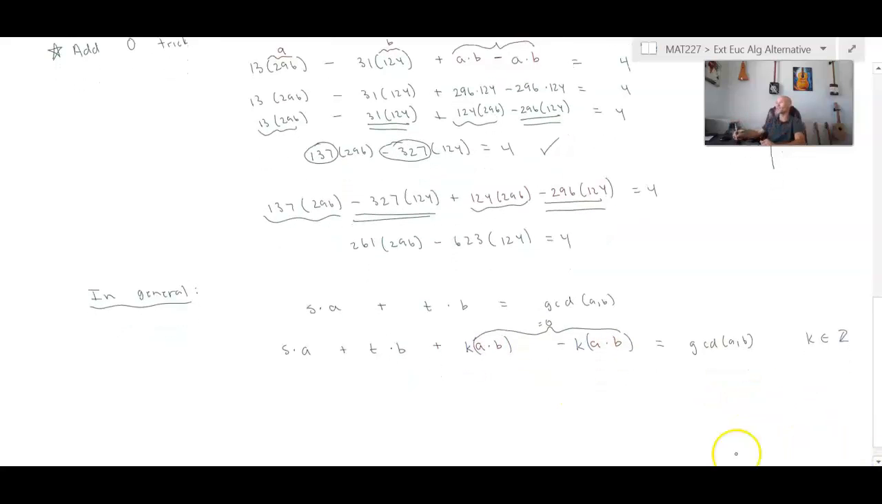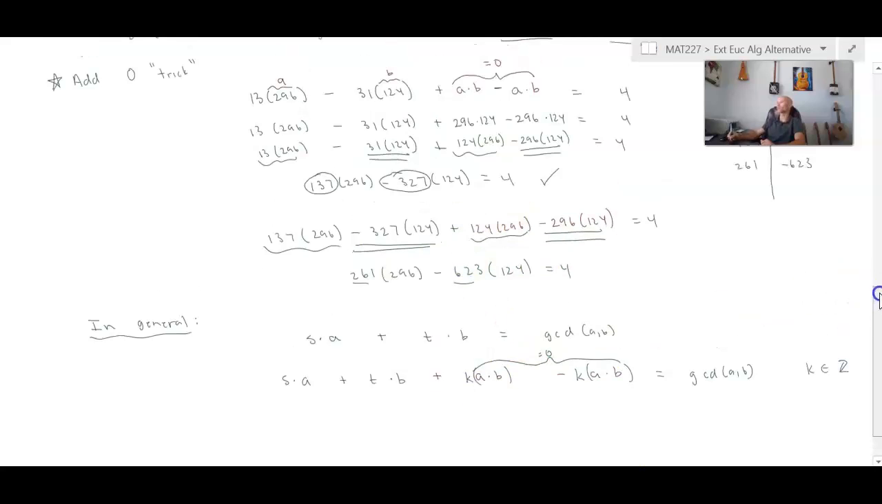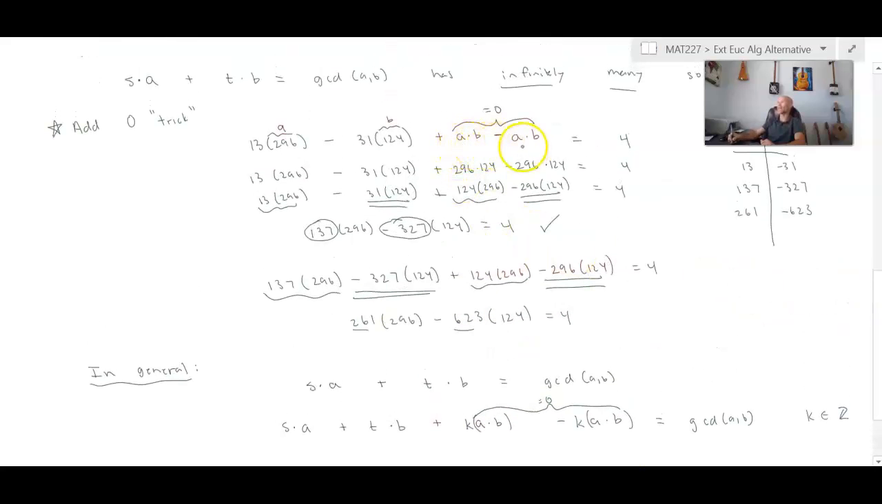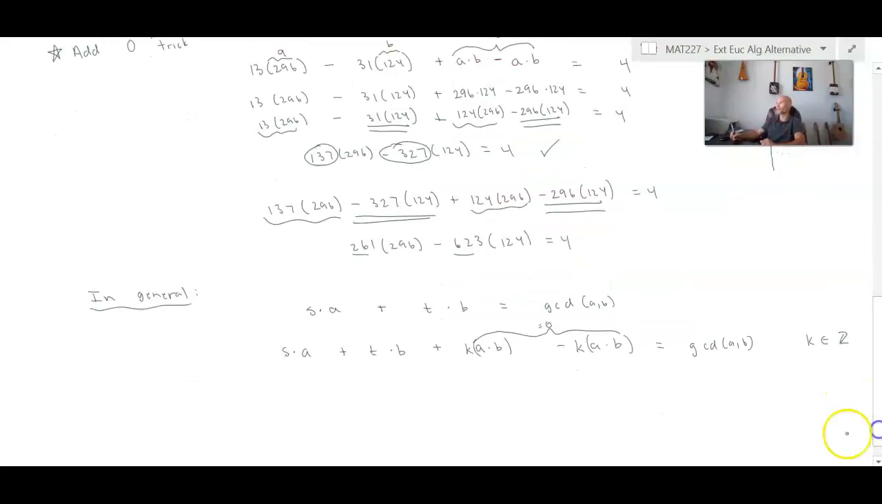So I get to choose that K, and for this example, K was equal to 2 because we added AB and subtracted A and B here, and then we did it again. We did it twice. All right, so this is going to give us a nice general result. So let's write it like this. We have S times A.